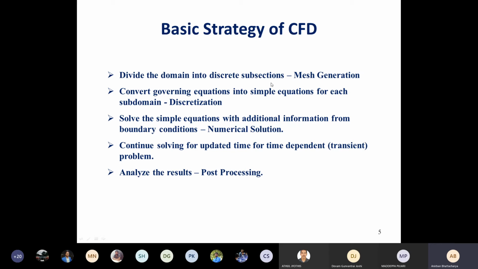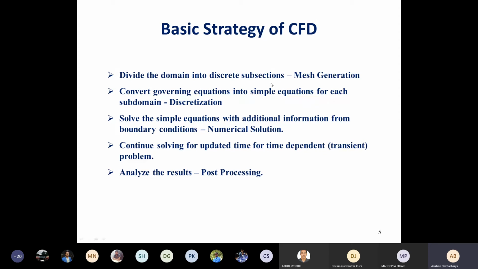Then if it is a steady state problem, we just solve the equation and we get the solution. If it is a transient problem, it means the solution changes with time. You want to get the evolution with time, like the Formula One car is running and how the lift and drag are changing with time. If the velocity changes, then you keep on solving, and finally you analyze the results, which is known as post-processing.